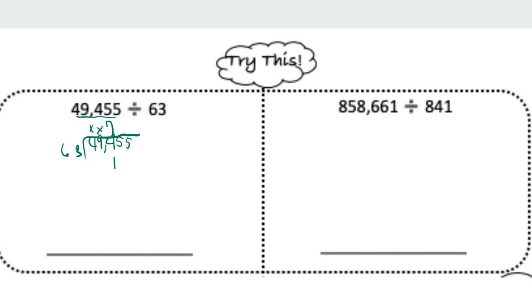7 times 3 is 21. Carry my 2. 7 times 4 is 42. 2 more is 44. I subtract. I bring down my next number. Okay, it goes into 535 8 times.